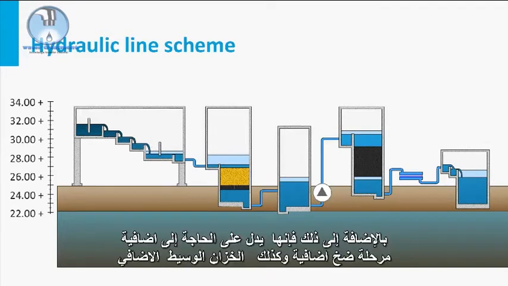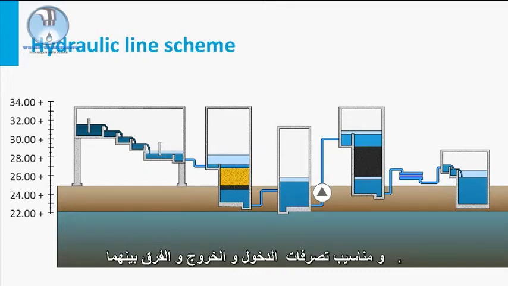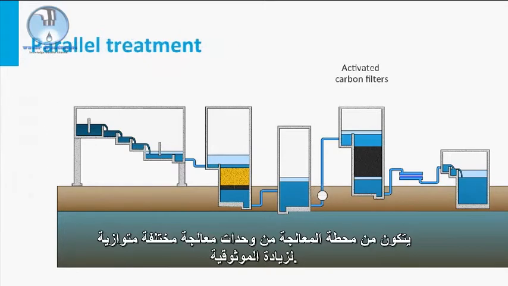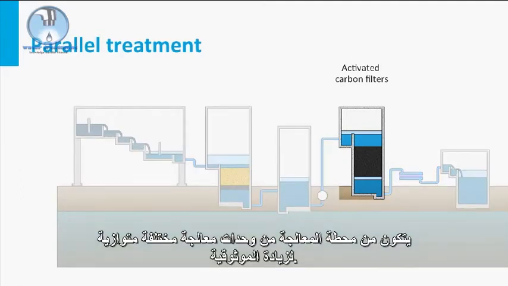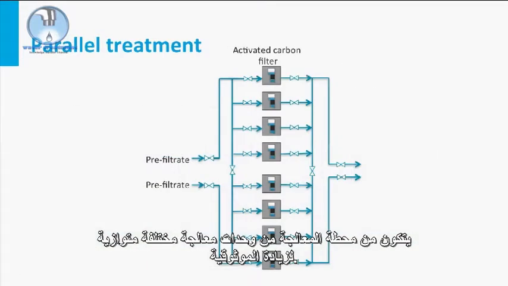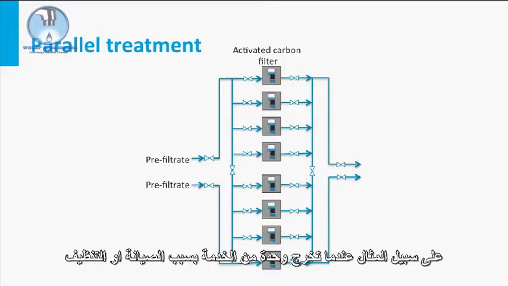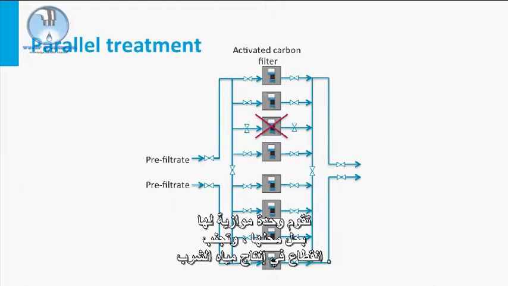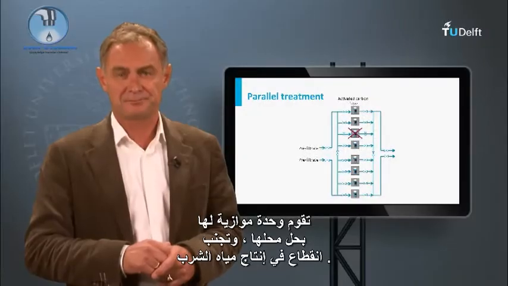In addition, it demonstrates the need for extra pumping phases, including the extra buffer to level off in- and outflow differences. A treatment plant consists of different parallel treatment lanes or units to increase reliability. When, for example, a unit is out of operation because of maintenance or cleaning, the other parallel units can take over the flow, avoiding an interruption in drinking water production.